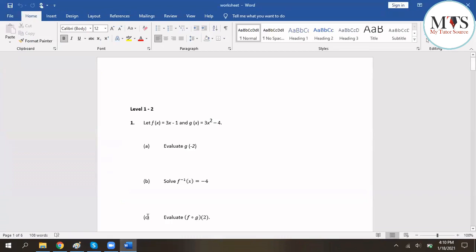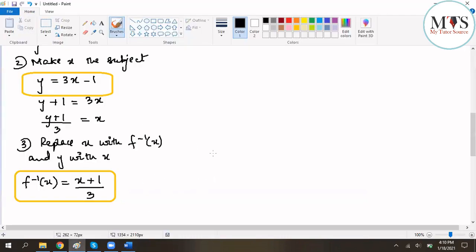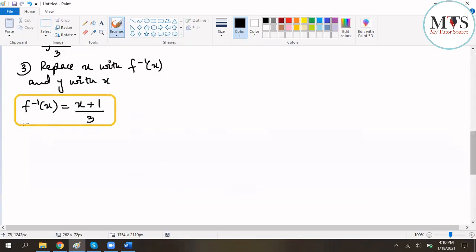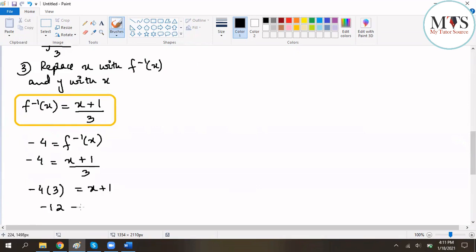Okay. So, and then, they're asking us to solve f inverse x for -4. So what we do is we equate -4 to f inverse x. So -4 equals x plus 1 over 3. -4 multiplied by 3 equals x plus 1. -12 minus 1, and we have -13 as the value of x. Clear?